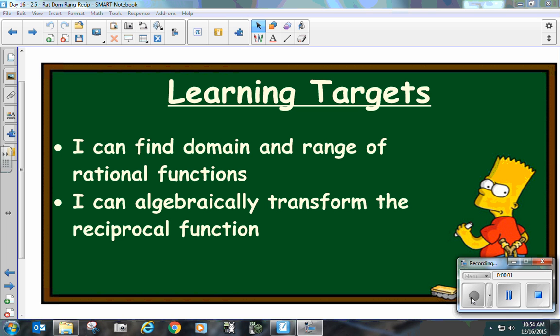So learning targets. I can find domain and range of rational functions. Not too difficult. I can algebraically transform the reciprocal function. That's the one that's going to take most of our attention today. All right?